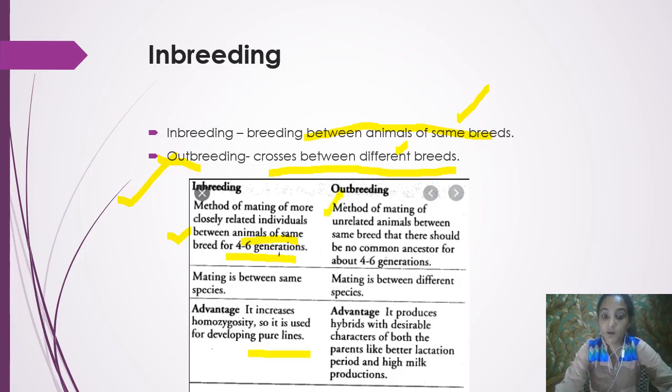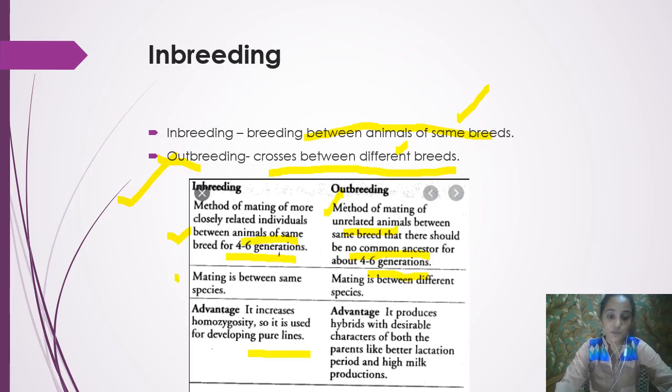The mating of unrelated. So, here we describe related. Here it is unrelated, and there is no common ancestor for about 4 to 6 generations. So it is not the same breed, and they have no common ancestors at least up to the 4 to 6 generation. Clear?